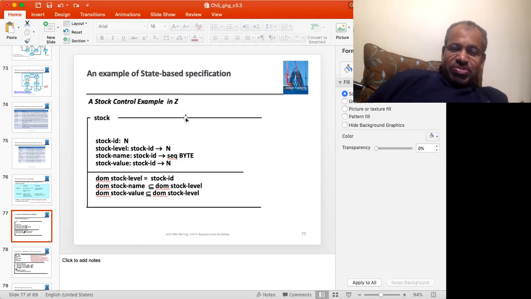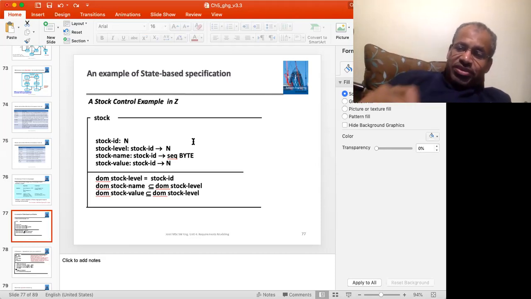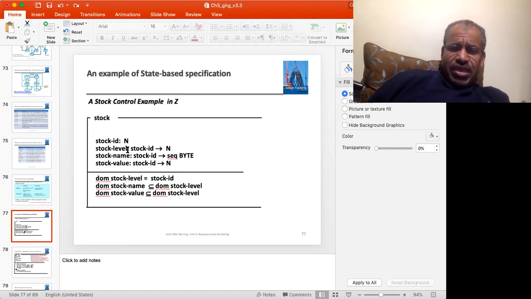So here we've described the state variables or the schema variables. What are the schema variables? What are the domains that comprise the schema variables and the mappings between those domains? So the variables are described as either a set or a functional mapping between two sets, just like in the function we've described or you studied under discrete mathematics.